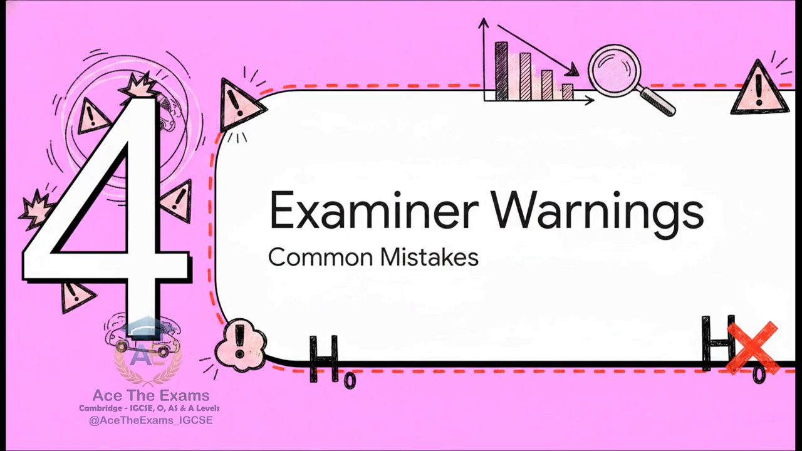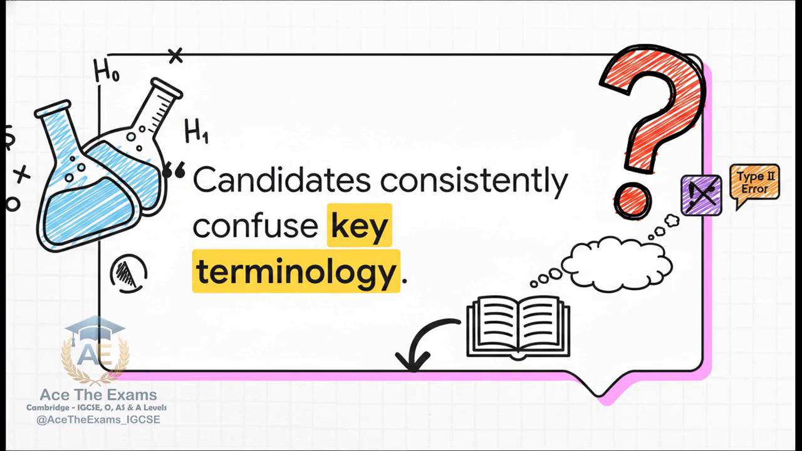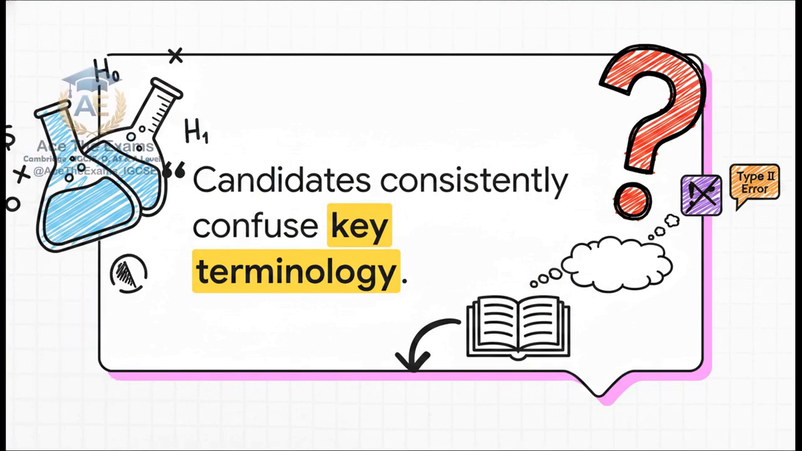Examiner warnings. This is the ultimate debugging session. This specific examiner alert reveals a massive, system-wide vulnerability in how students are writing their exams. The principal examiner report states, quote, "Candidates consistently confuse key terminology," end quote. Guys, students are bleeding points left and right because they just throw around terms like Type 1 error and Type 2 error without actually proving to the examiner that they know what they mean. The patch for this bug is so simple. Always define your terms explicitly before you use them in an extended response. Don't ever assume the examiner knows that you know it. You have to prove it on the page.